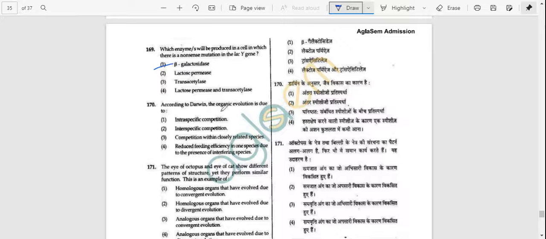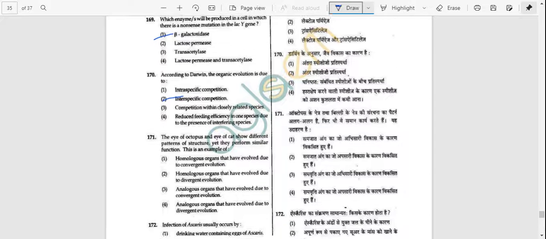According to Darwin, the organic evolution is due to interspecific competition with closely related species, reduced feeding efficiency on species due to the presence of interfering species. Answer होगा option number B, that is interspecific competition.